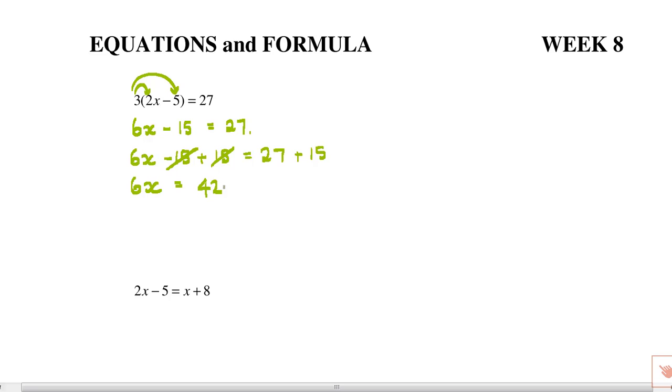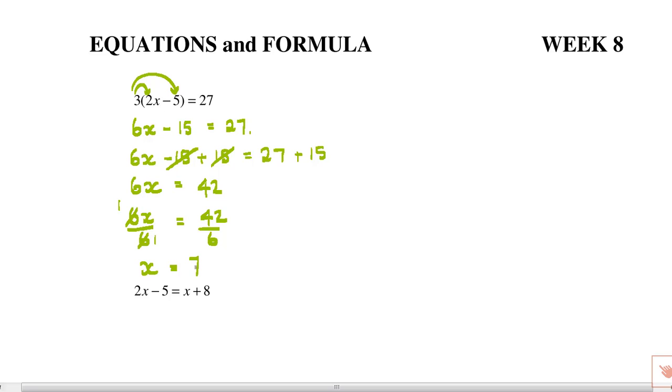Now we need to divide both sides by 6, and of course if we do that on the left hand side, the 6's will cancel out. We've got x is equal to 42 divided by 6 is 7.